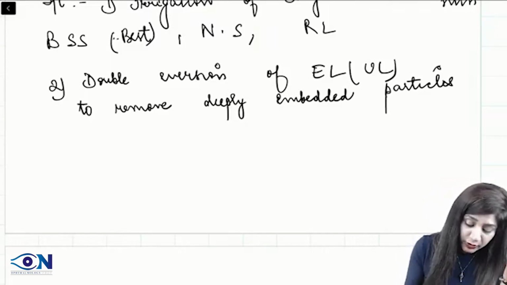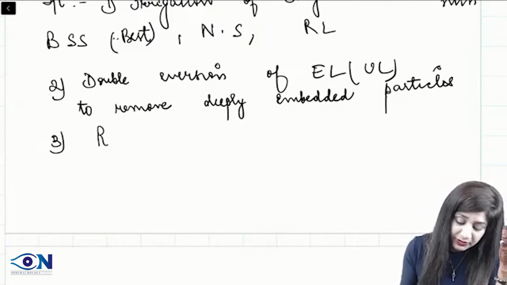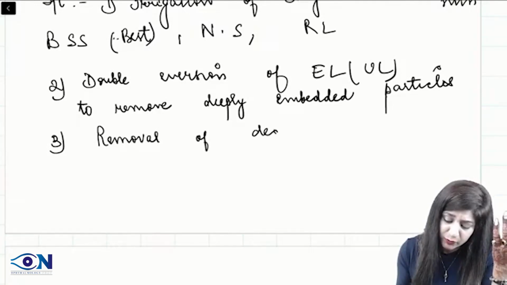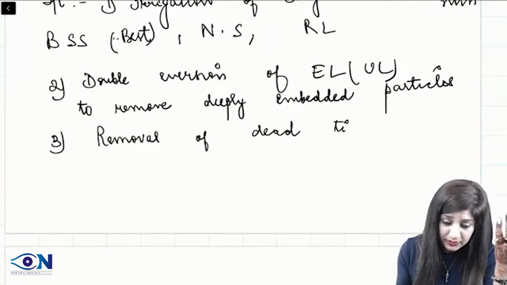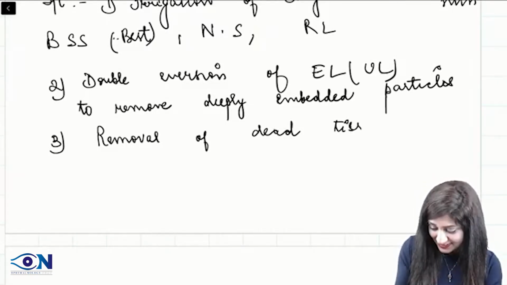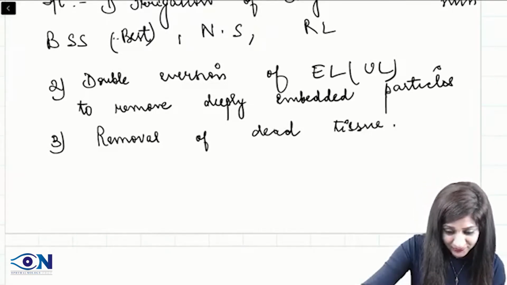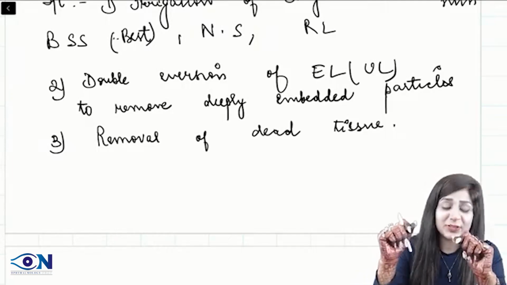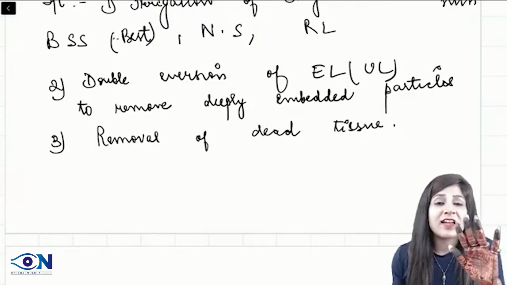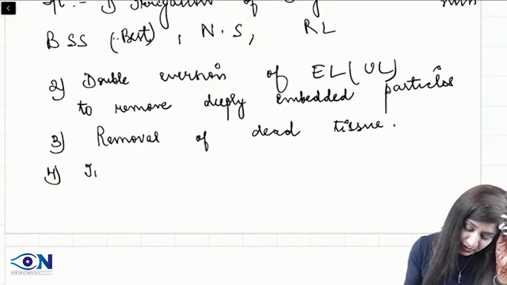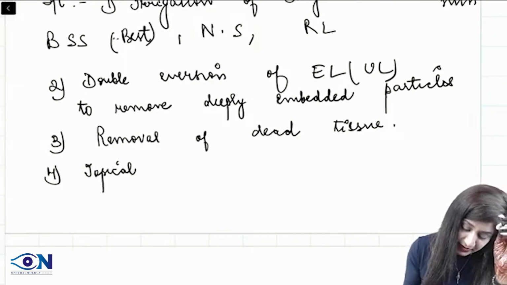So what you have to do is the removal of the dead tissue. That is the debridement. Next, we have to do the removal of the dead tissue. Now once we have done the removal of the dead tissue, then we have to use the topical drugs.